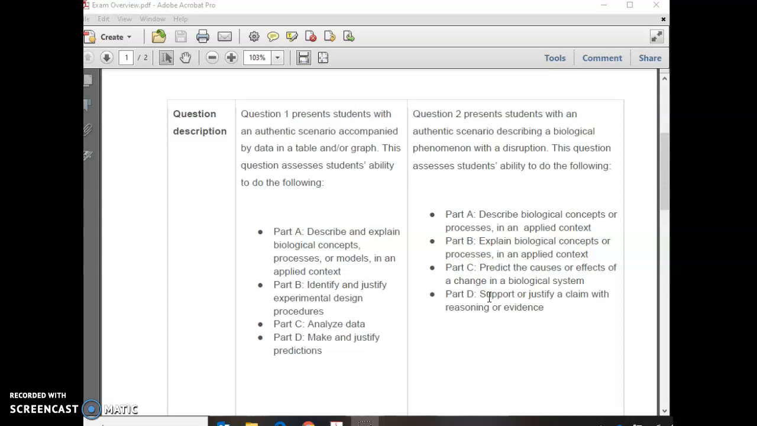Part C is analyzing data. So again, that's going to be looking at the data in a table and analyzing it, or looking at a graph and analyzing it. But you're going to be looking at some sort of statistical numbers to analyze that data. And then part D is getting you to make a prediction about something. So most likely it's, if this changes, what would happen, right? So predicting what would happen.